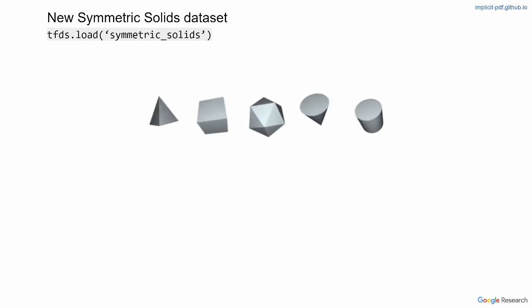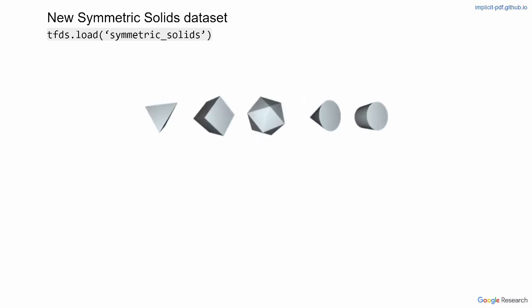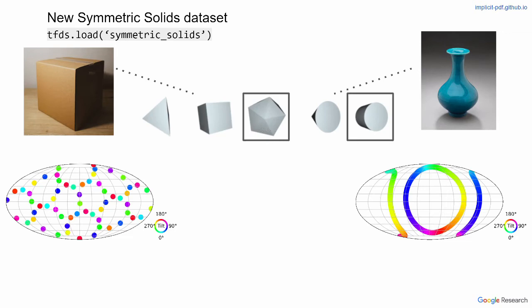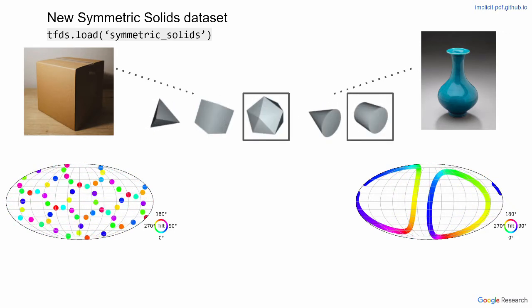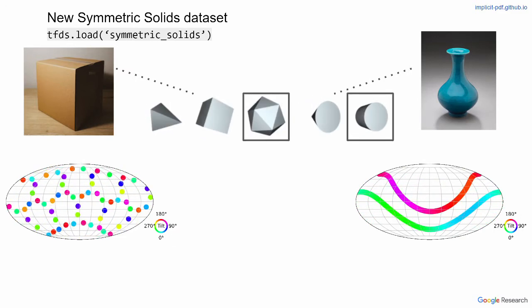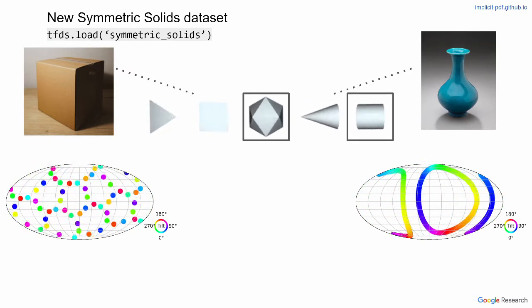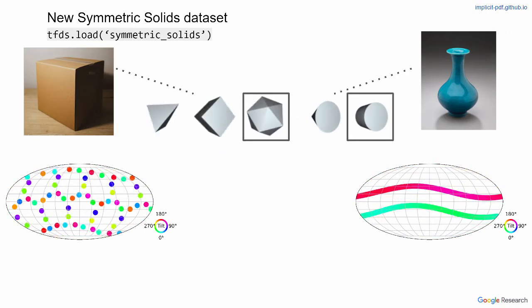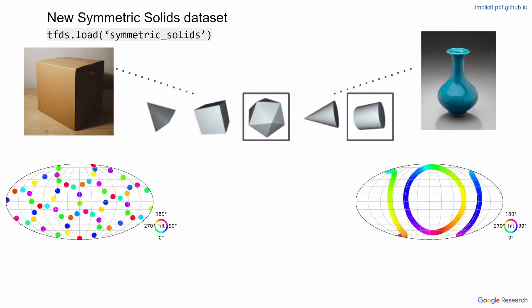To put Implicit-PDF to the test, we introduce a challenging new pose estimation dataset of symmetric solids, now on TensorFlow datasets. There are platonic solids with discrete symmetries and surfaces of revolution with continuous symmetries. The cube and the cone roughly correspond to the case of the box and the vase shown earlier. The full set of equivalent orientations is provided for evaluation. The 60 discrete symmetries of the icosahedron are shown on the left, and the 2 continuous symmetries of the cylinder on the right. These are challenging distributions to express, and even more so to learn when supervision is limited to a single orientation per image.